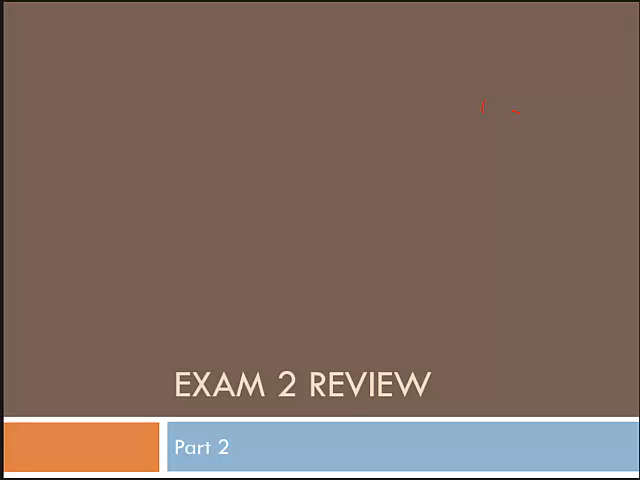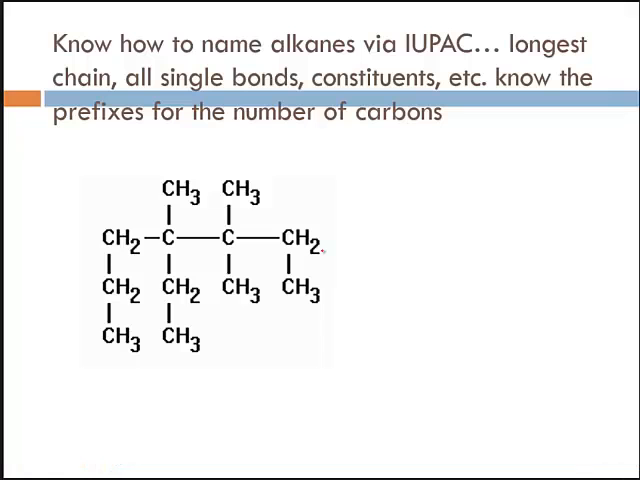In this tutorial, we will be discussing the Exam 2 review for Part 2, mainly with alkanes in Chapter 10. You need to know how to name the alkanes via IUPAC. This means that you're going to need to know the longest chain. You need to know that they're all single bonds and the constituents, etc. Know the prefixes and the number of carbons, things along those lines.